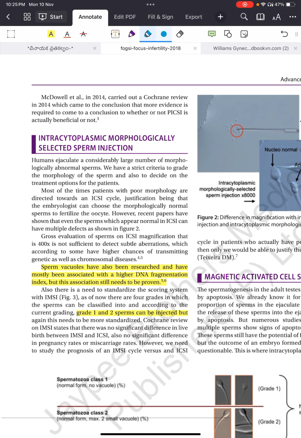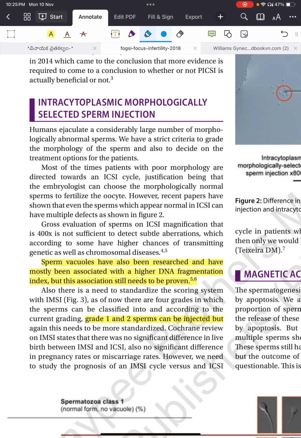Coming to IMSI. What is IMSI? Intracytoplasmic morphologically selected sperm injection. They have found that gross evaluation of sperm at ICSI magnification of 400x is not sufficient, because we need to see the sperm very properly. Then you can select it for IMSI. But even at ICSI magnification, that is 400 times, there are subtle aberrations. Even if the sperm looks perfect, there are subtle aberrations and higher chances of transmitting genetic as well as chromosomal diseases.